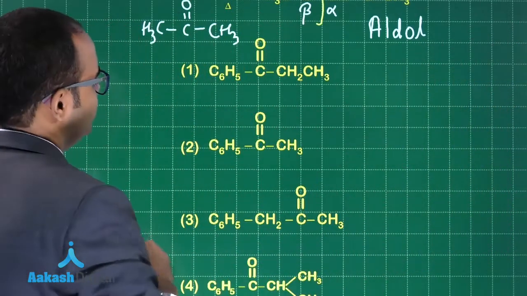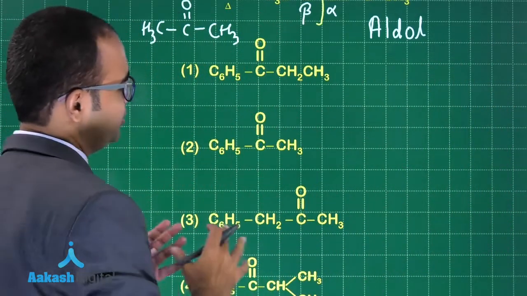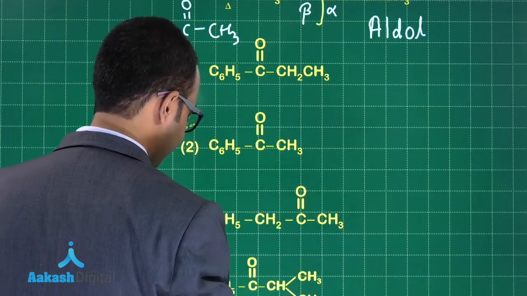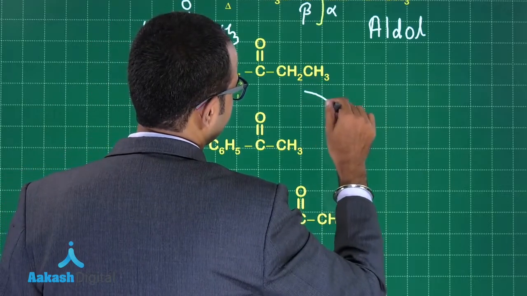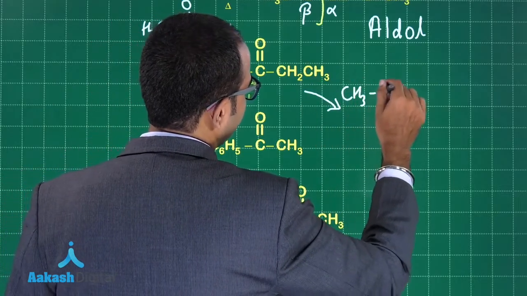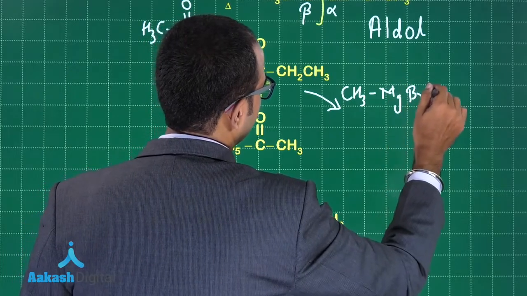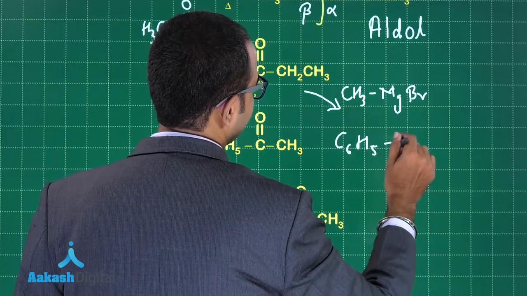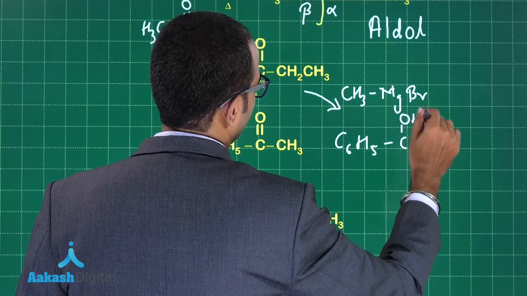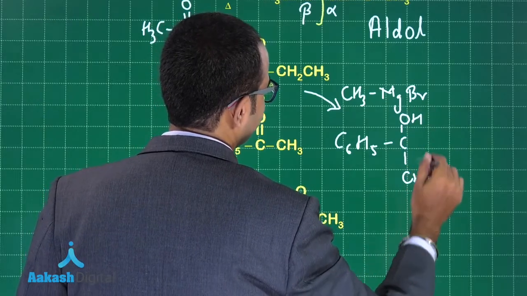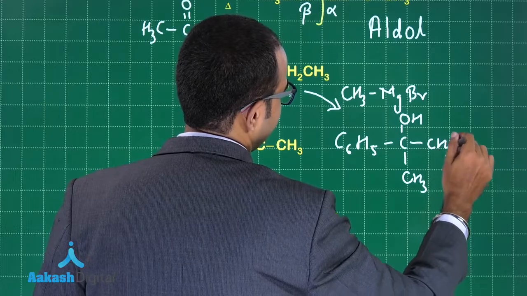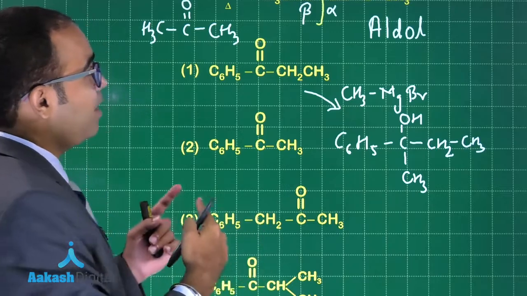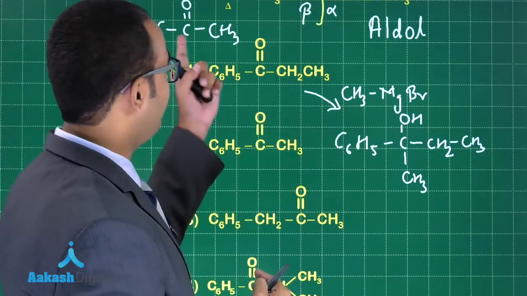Here if I look at all the options very carefully, if in this case I add CH3MgBr, what will I get? I will get C6H5 COH CH3 CH2CH3. So this does not satisfy the compound D that we are getting.